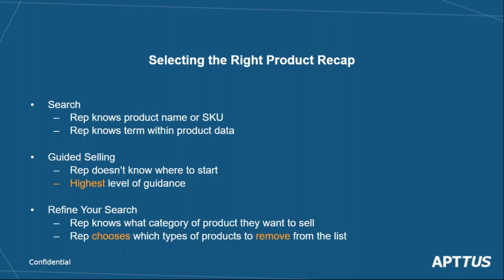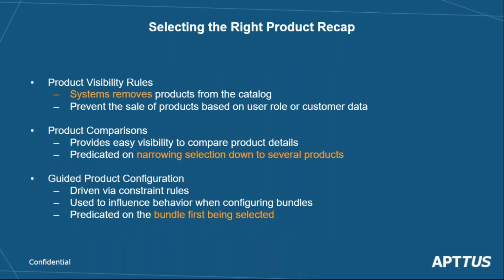Then refine your search is for when the rep knows what category of products they want to sell, and when the rep chooses which type of products to remove from the list. Then for the product visibility rules, we use them when the system removes products from the catalog, and when we need to prevent the sale of products based on user role or customer data. In both of these scenarios, we can use the product visibility rules.